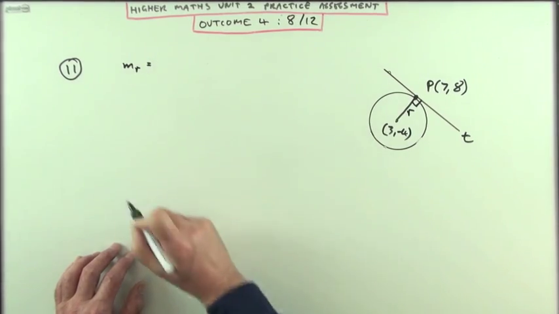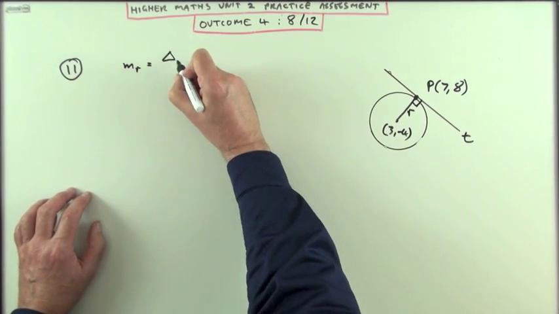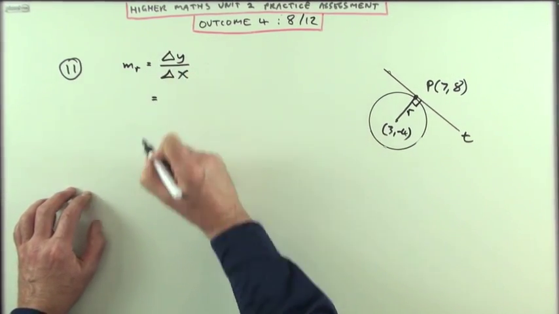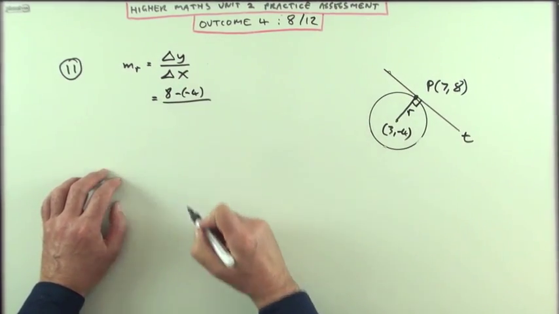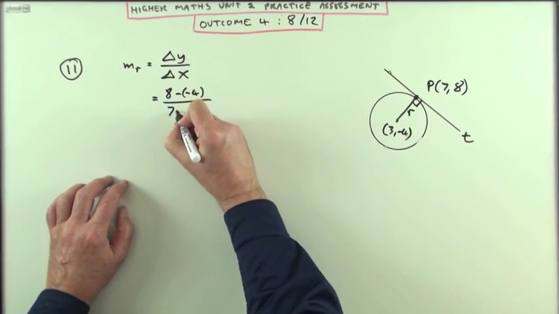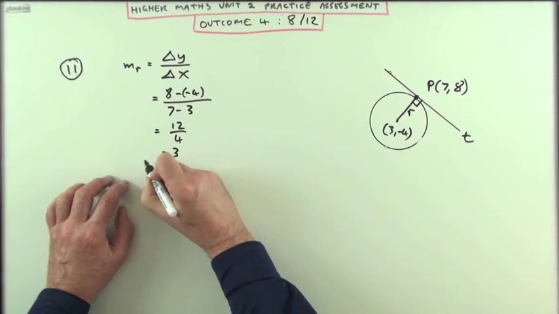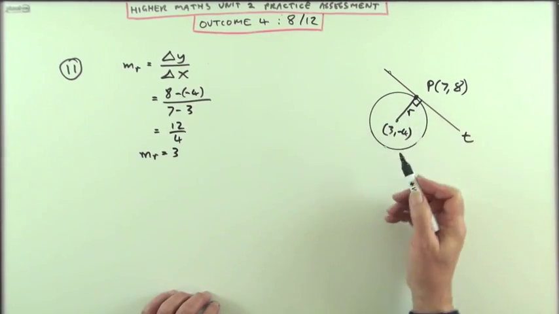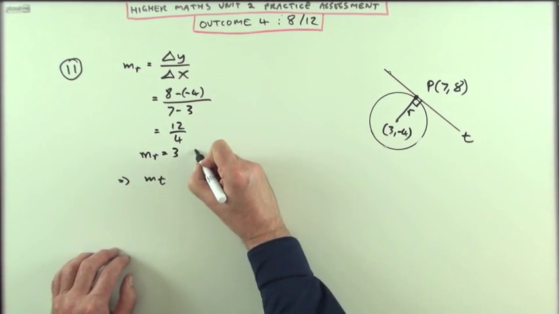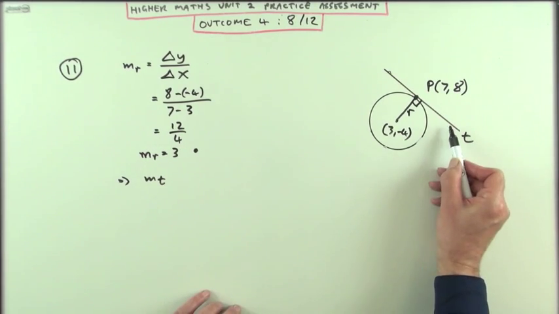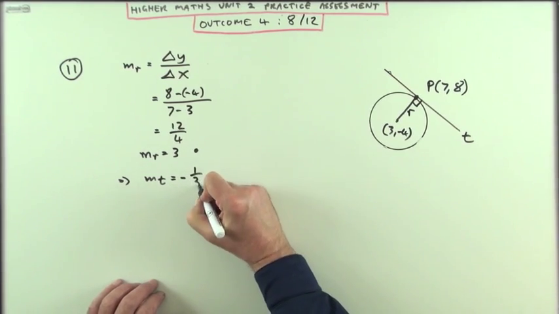First part would be, what's the gradient of the radius? Well, I know the 2 endpoints of that line segment, so it's just a case of the difference in the y coordinates over the difference in the x coordinates. 8 take away -4 for the difference in the y coordinates. 7 take away 3 for the difference in the x coordinates. That's 12 upon 4, which is 3. So this radius has got a gradient of 3. Well, immediately that means, and that's the first mark, I should have said, immediately that means this tangent must have a gradient of the negative of the reciprocal, -1 upon 3.